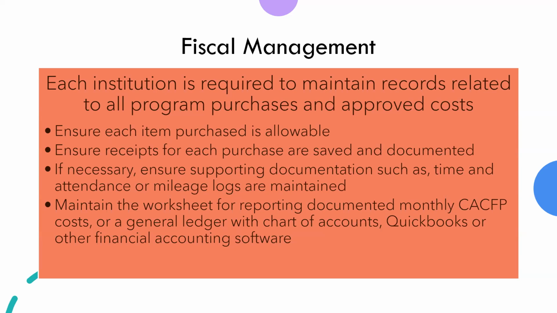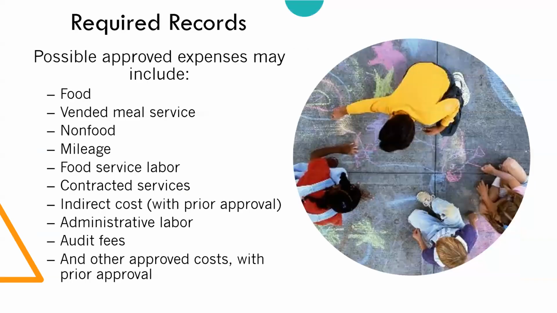Most of the time, we're just going to be seeing food receipts, because we know the money you are receiving back pretty much barely covers the food that you are purchasing. So we understand that. And then maintain the worksheets for reporting documented monthly CACFP costs, or a general ledger with a chart of accounts. QuickBooks or other financial accounting software are acceptable to be used. So the required records that are needed.